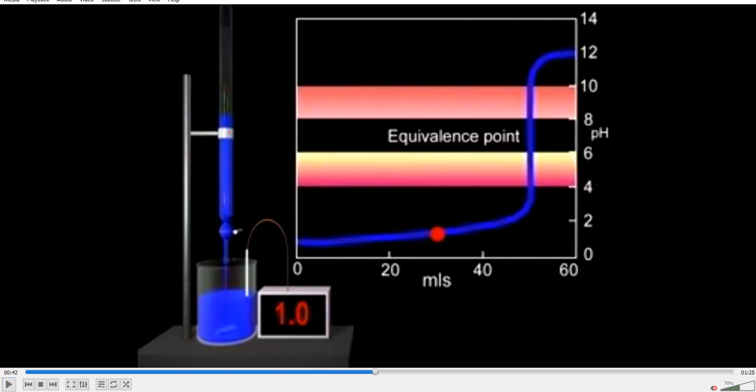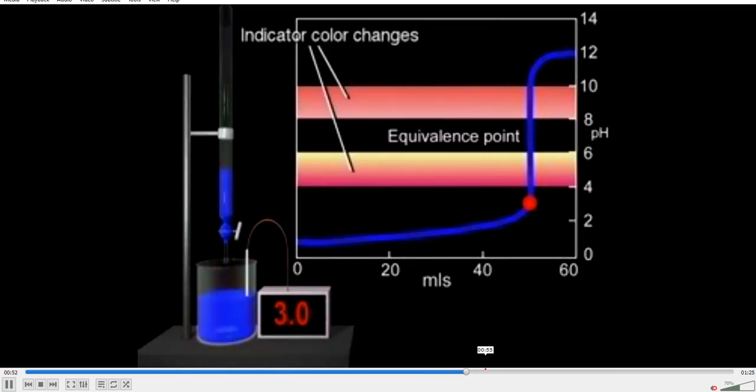The cool thing about this burette is it's numbered, just like our graduated cylinders, so we know exactly how many mils are being put in. And as we add more base to the acid, you'll notice the pH changes. And then when the base is added to the acid enough so that the moles of the base equal the moles of the acid, and the pH is 7, then we've reached the equivalence point.